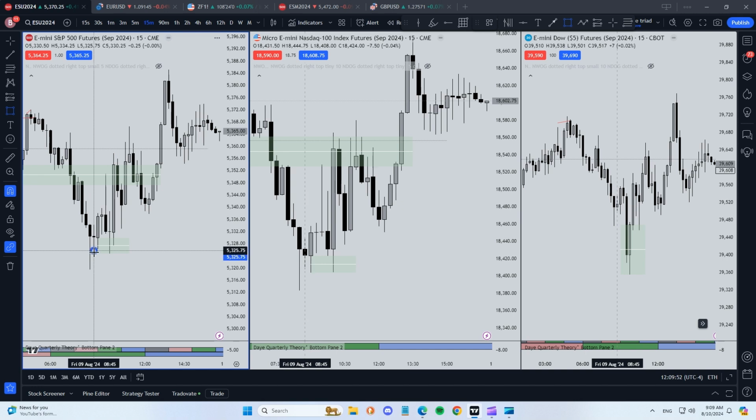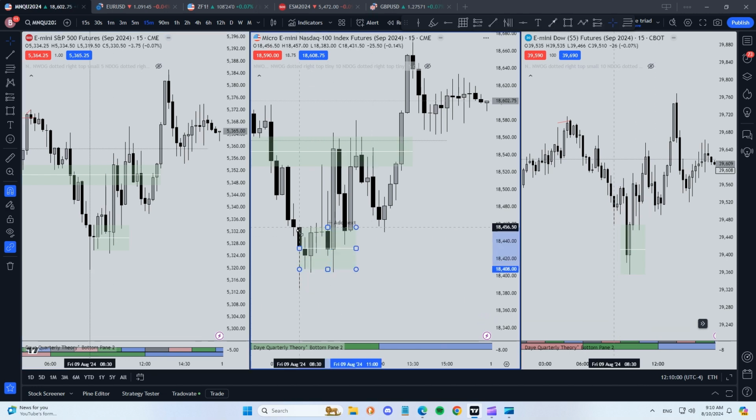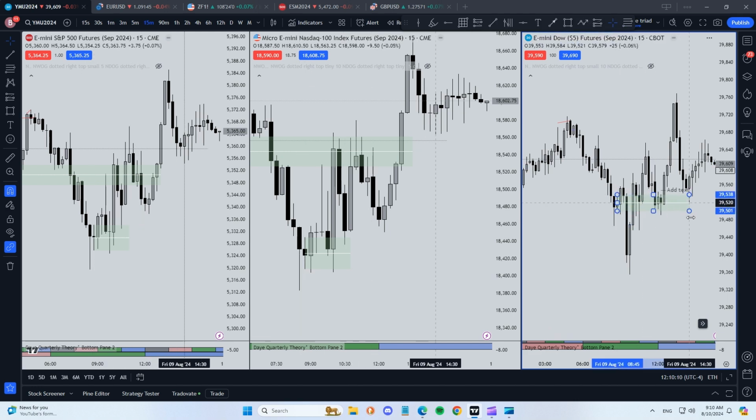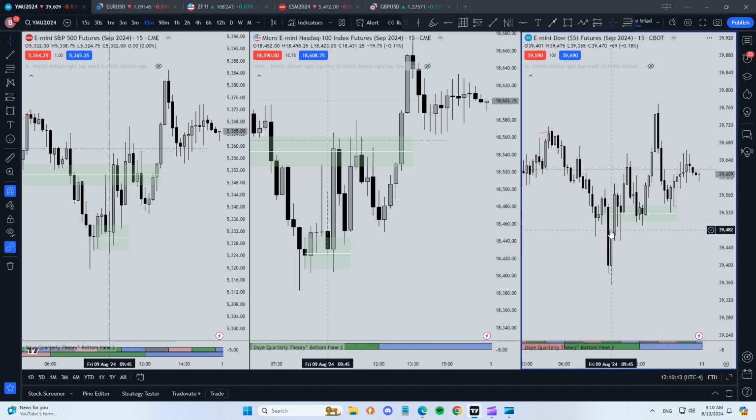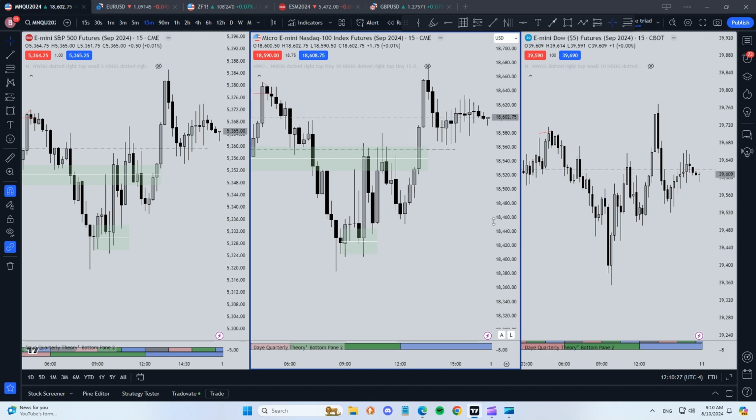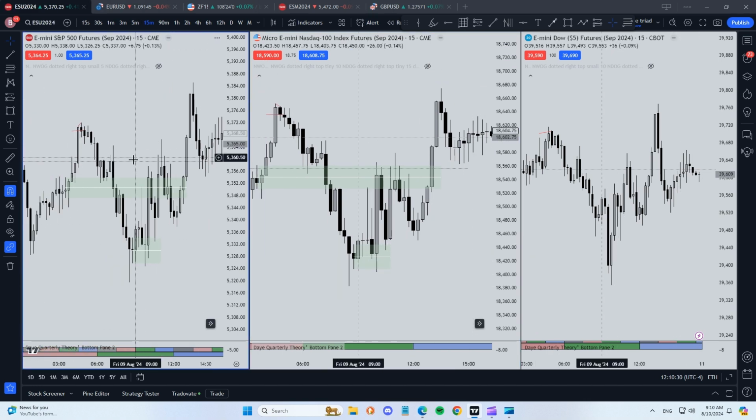So if we mark this bad boy out, see this. And then obviously the Dow was up there, so that didn't really help us too much, but still pretty nice the way it respected it once it ran through it again. Okay, now let's take a look at the 5 minute time frame, as that seems like it's about it for the 15 minute.